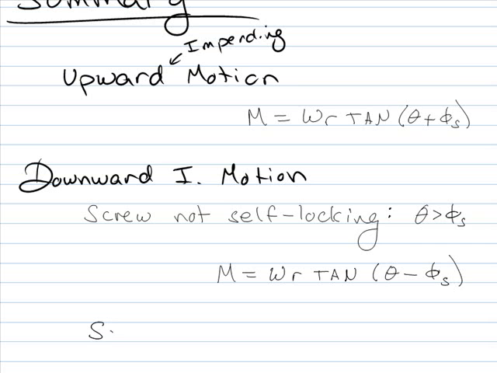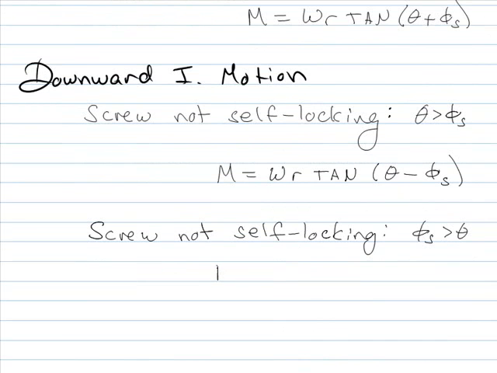Now, in the other case, we had a screw that was self-locking, and in this case, the friction angle was greater than theta. And so when we did our derivation, we came up with something like this. You can see that these two are very similar. It's just a case of what you're subtracting from what, one from the other versus the other way around.